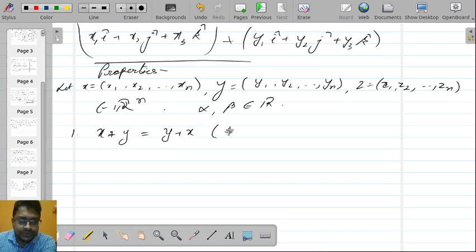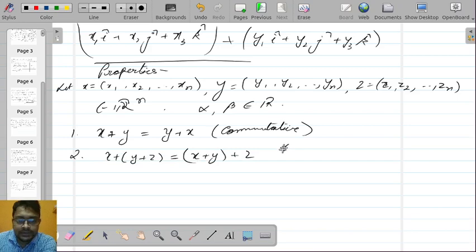It's commutative, you can just easily verify. So vector addition is commutative, x plus y is same as y plus x. If you take any two vectors in R to the power n and add them, whatever way you add, you are getting the same result. Then you have the associative property, x plus y plus z will be same as x plus y within bracket plus z. So vector addition is associative also.